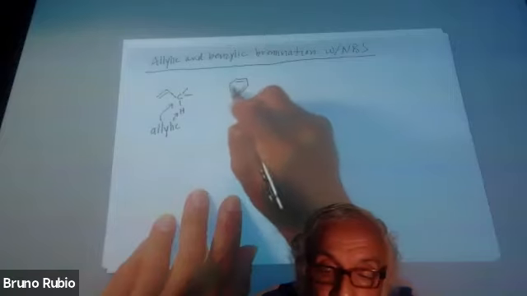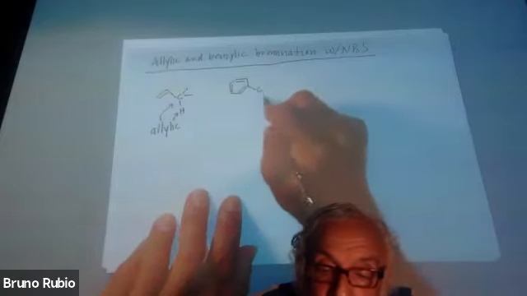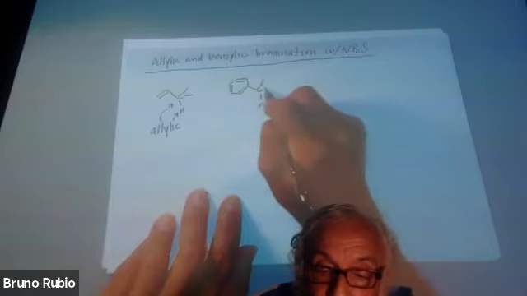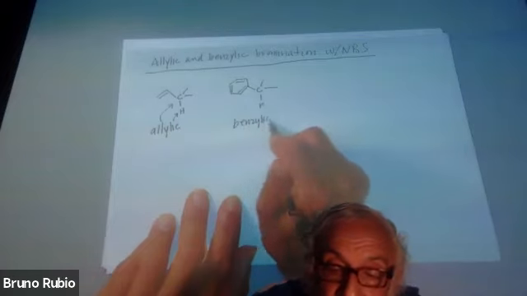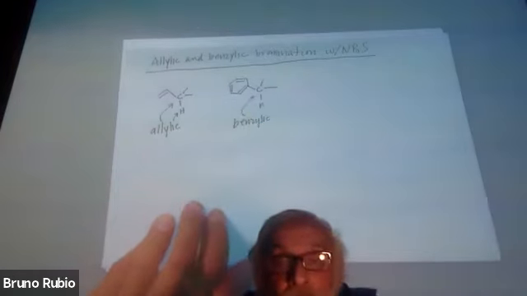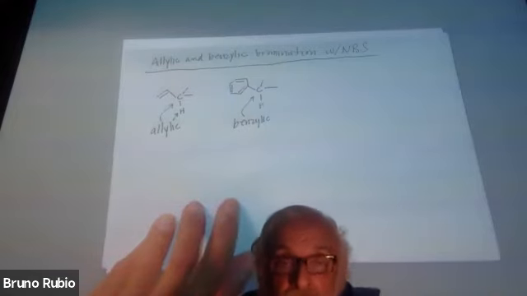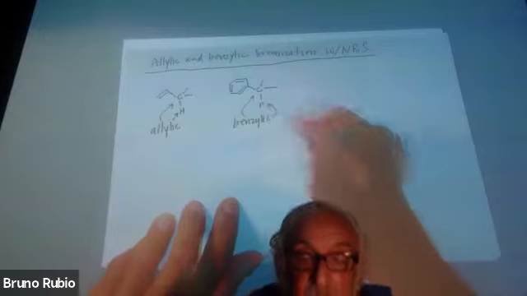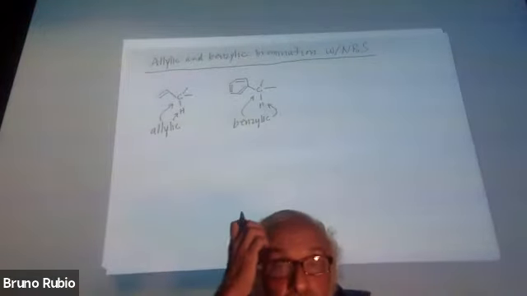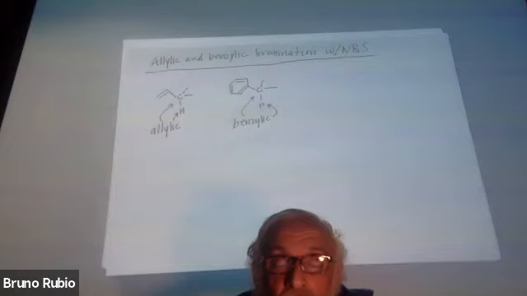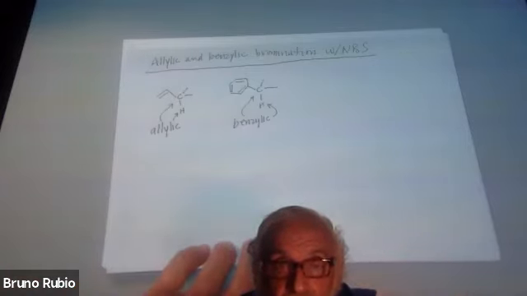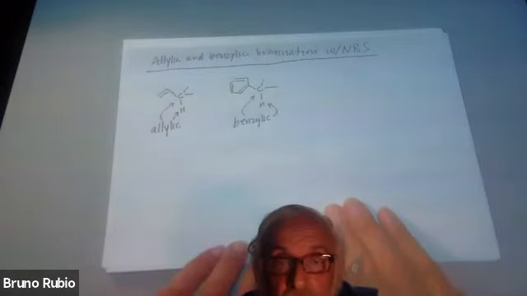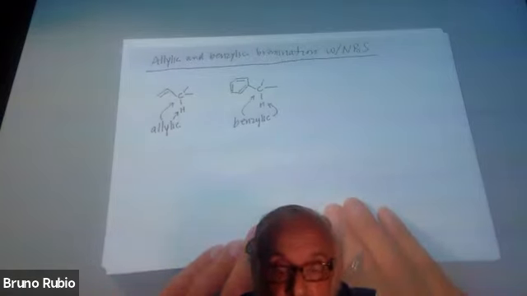Except that now I've replaced the carbon-carbon double bond with a benzene ring. This is a benzylic carbon. It's not part of a benzene ring, but it's directly bonded to a benzene ring. And this is a benzylic hydrogen. It's not bonded to a carbon that is part of a benzene ring, but it's bonded to a carbon that is directly bonded to a benzene ring. So this is the vocabulary here. We need to recognize what an allylic position is and what a benzylic position is.